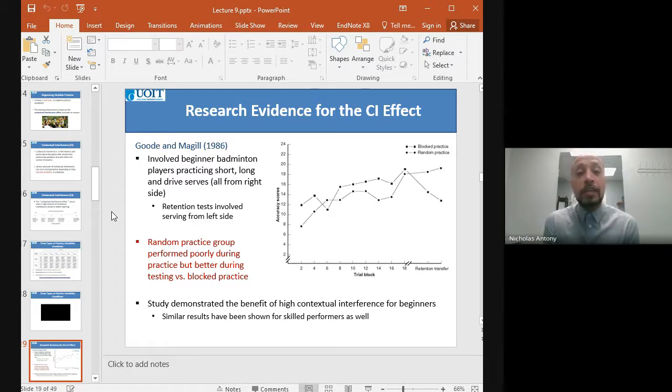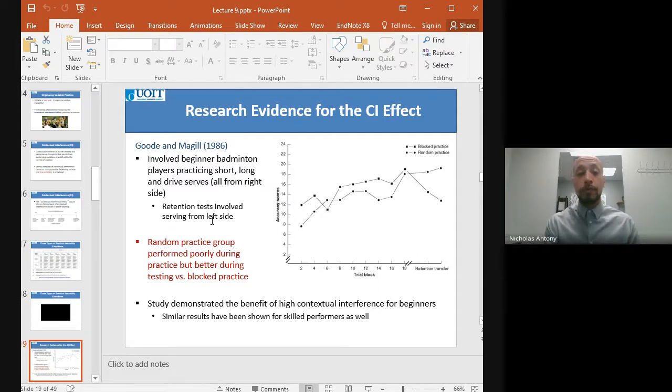So let's look at a study that evaluated the differences in learning between blocked versus random practice. This study was done really early, 1986, and they used badminton serves as the motor skill they wanted to teach. They introduced variability by having them do short, long, and drive serves, all from the right side of the court. The retention test would be driving or serving from the opposite side, so from the left side of the court.